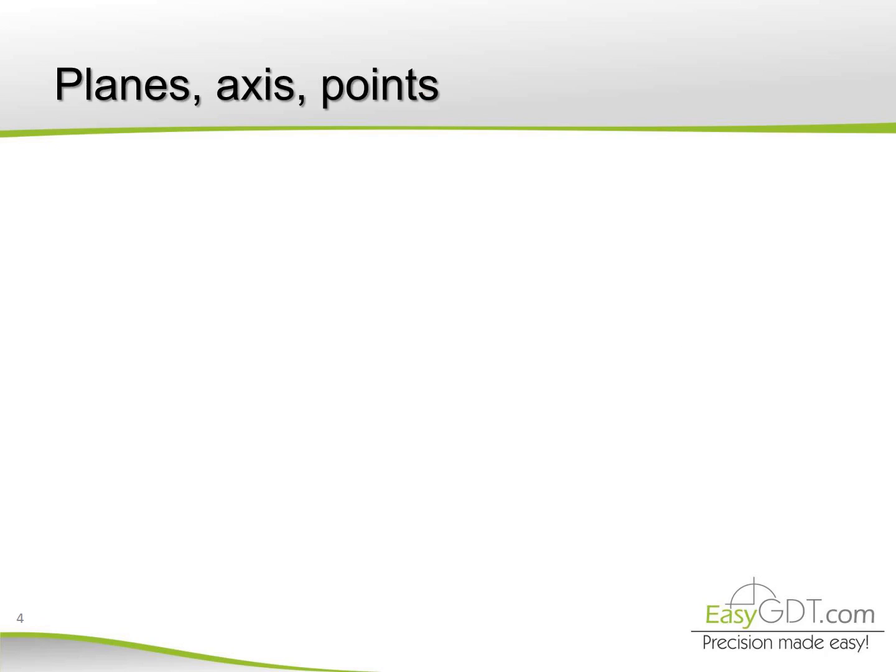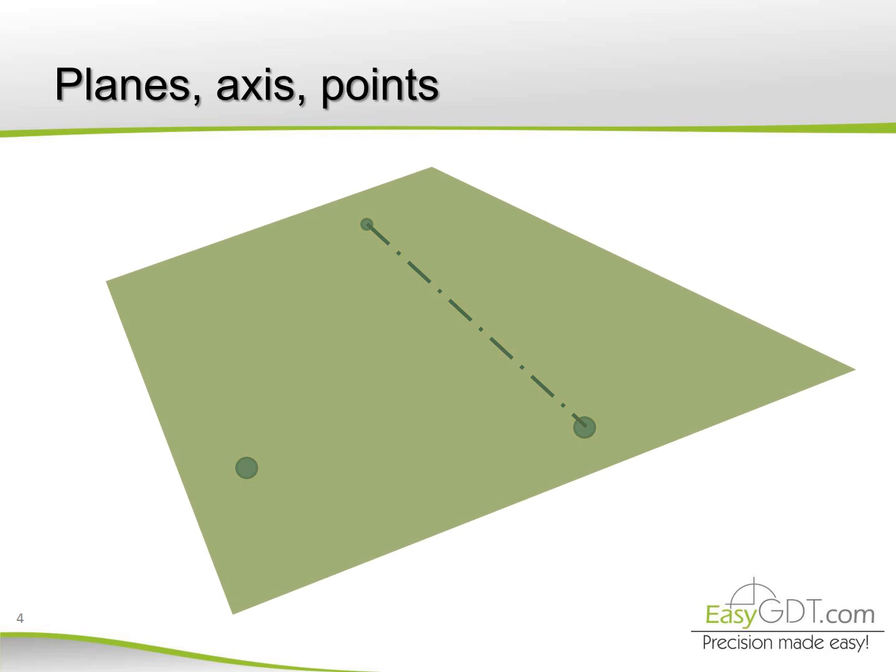Now let's talk about planes, axes, and points. Let's start first with a point, a one-dimensional element. Then with another point, we can form an axis by joining them. And by including the third point, we can form a plane. With this, we conclude that to form a plane, we need 3 points, and to form an axis, we need at least 2.